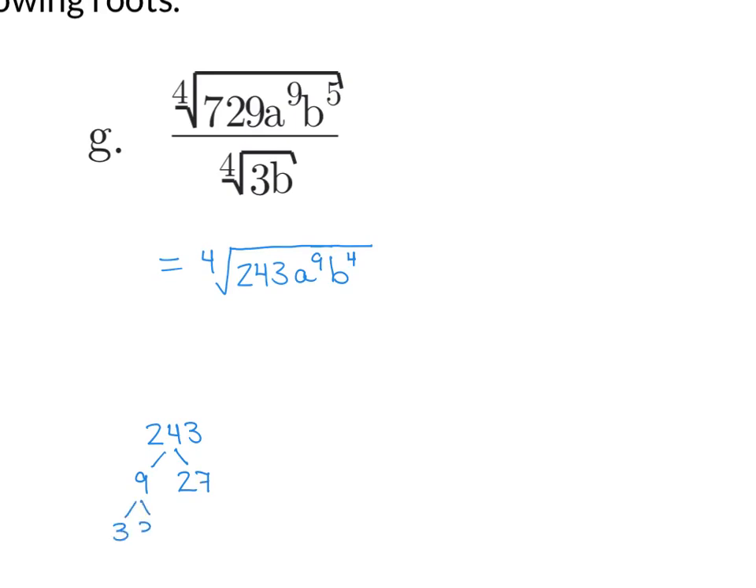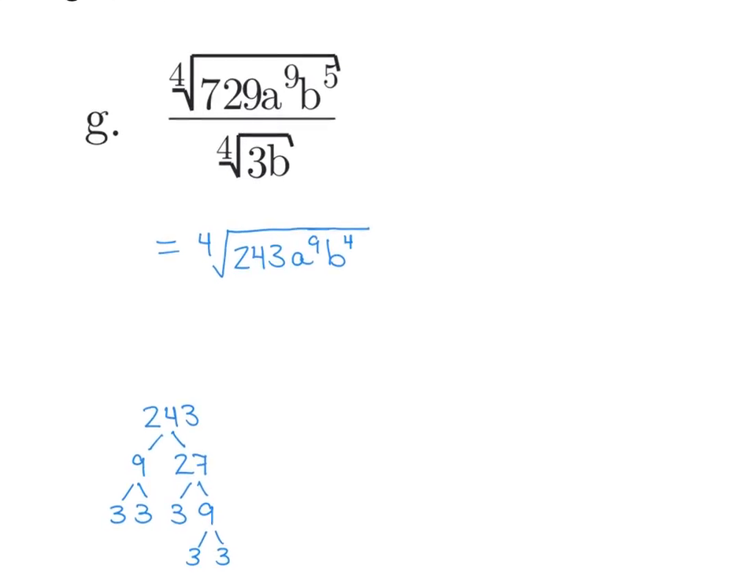9 is equal to 3 times 3. 27 is equal to 3 times 9. And 9 is equal to 3 times 3. Okay, what are we looking for? We are looking for groups of 4. I do have one group of 4, so I can pull out a 3. I have 1 left over, so it will stay inside.